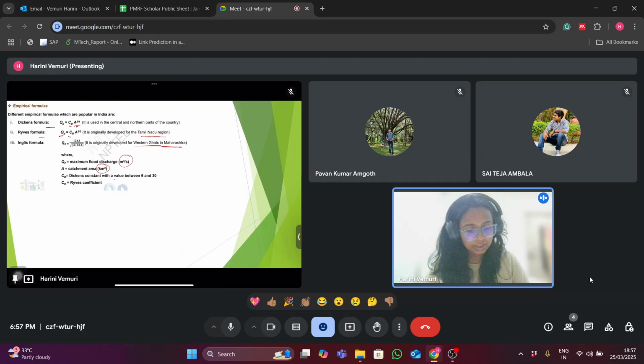So the Dickens constant will vary from 6 to 30, and the runoff quotient also will vary from 6 to 11, I think. Not sure. So the next method is the rational method. This also we have discussed.